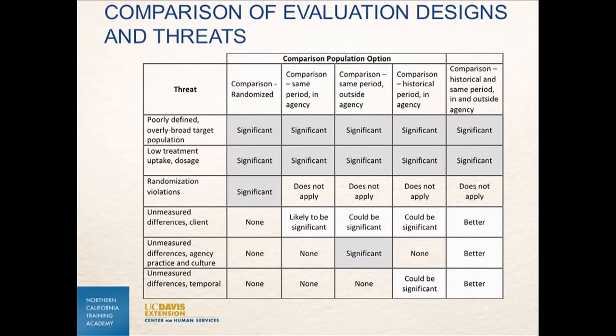And finally, if random assignment is not something that's possible, and there are lots of circumstances where it's not, you are left in this bottom box here, trying to make a decision about these different comparison population options. And what I want to leave you with is the fact that only the comparison population that includes the historical comparison has the fewest number of threats.